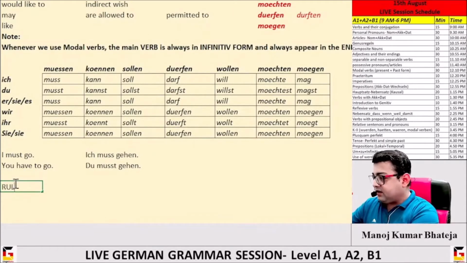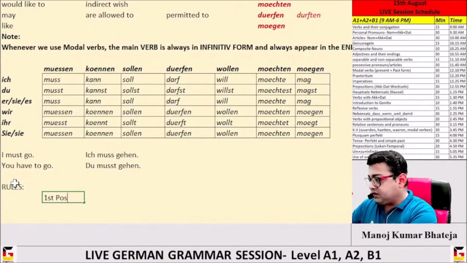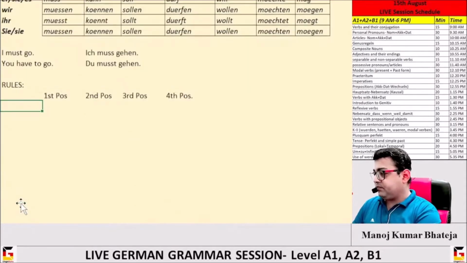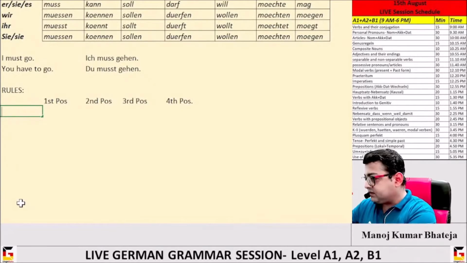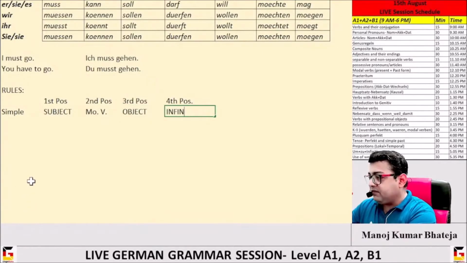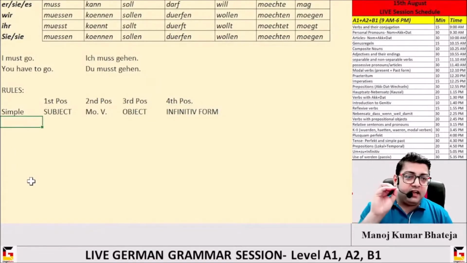Okay, let's write the rules. First position, second position, third position, fourth position. In case of a simple sentence, first position is always the subject, second position is always the modal verb, third position is always the object if there is one, and fourth position the verb has to be in infinitive form.